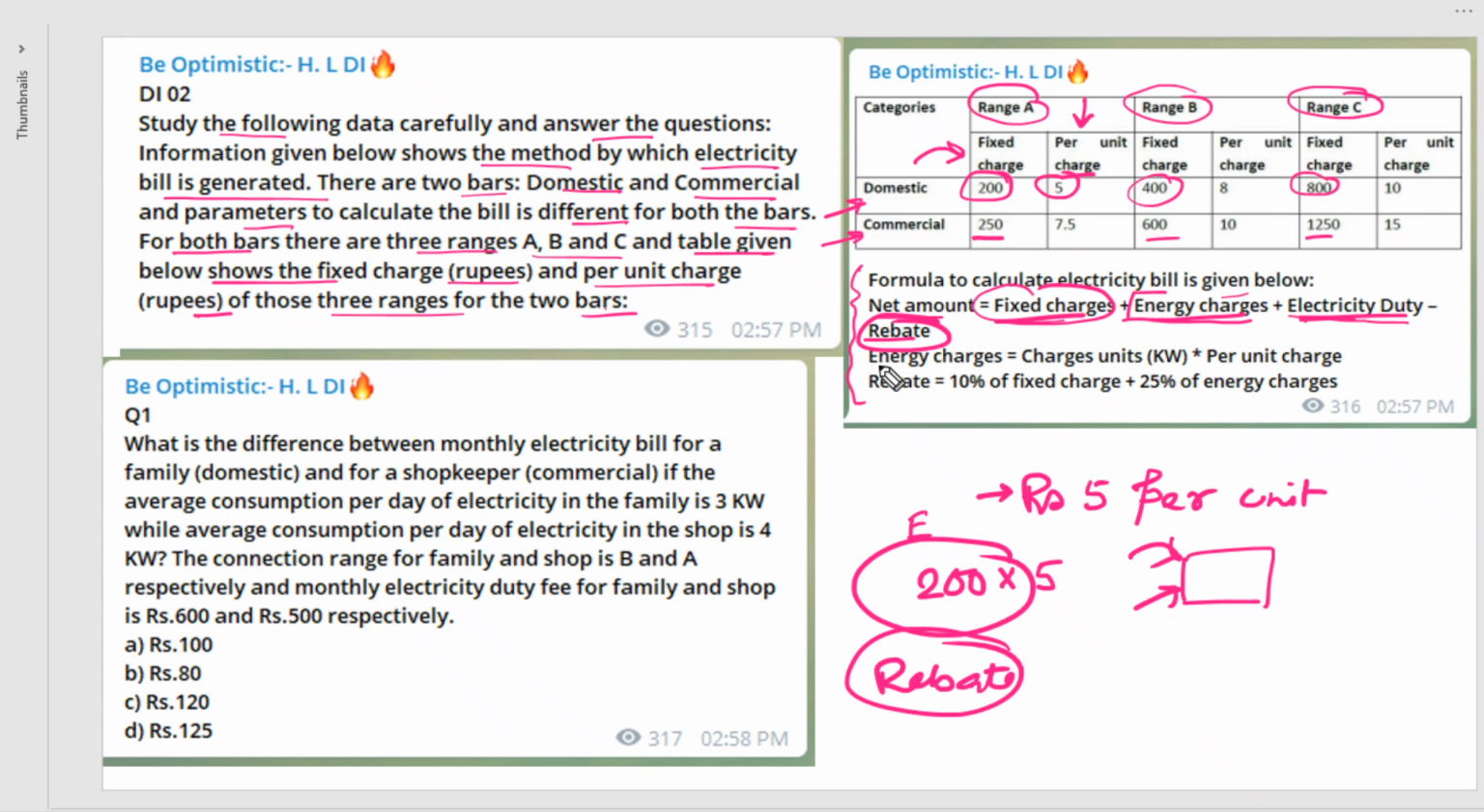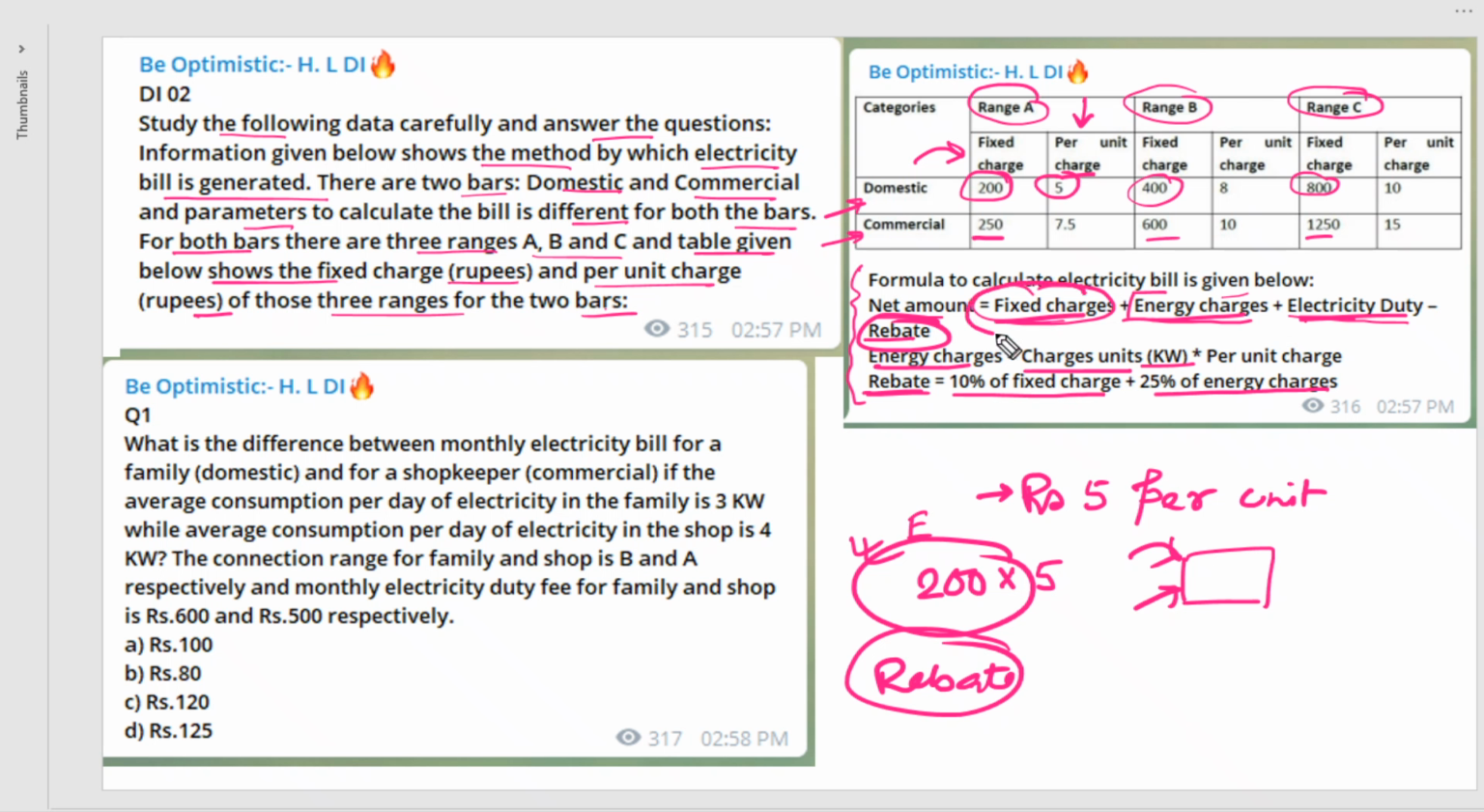Now this is the energy charge. How do you calculate energy charge? I have already explained it. That is the units in kilowatts which you have consumed in the whole month, multiplied by the per unit charge. This is the per unit charge. Okay, I hope it is clear now. Now, how does the government calculate the rebate? That is, rebate is 10% of fixed charge plus 20% of energy charge.